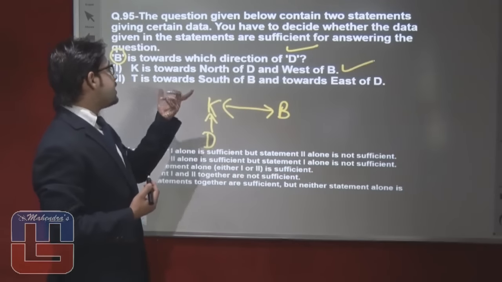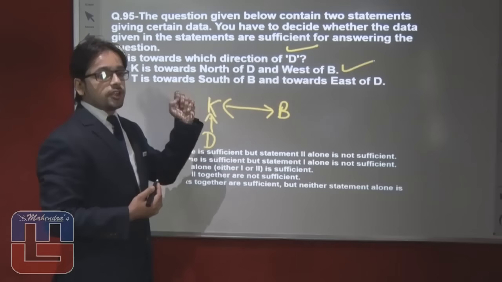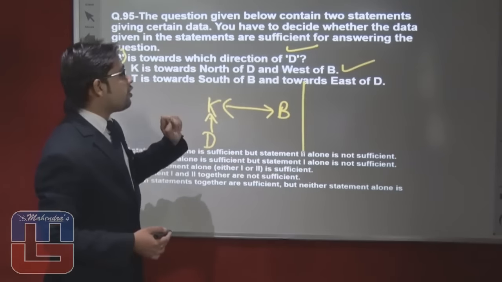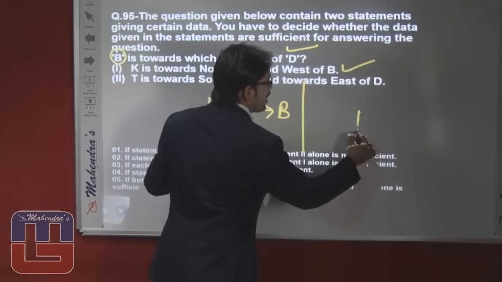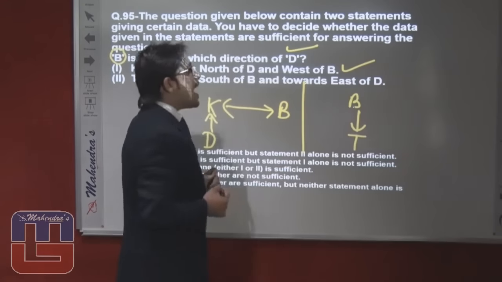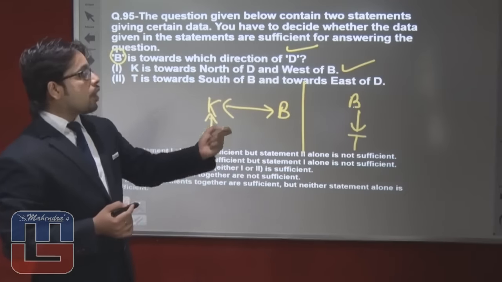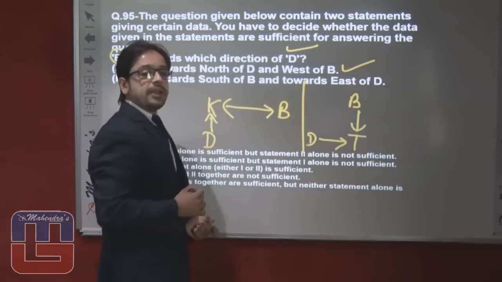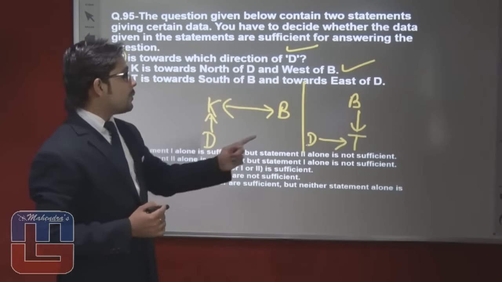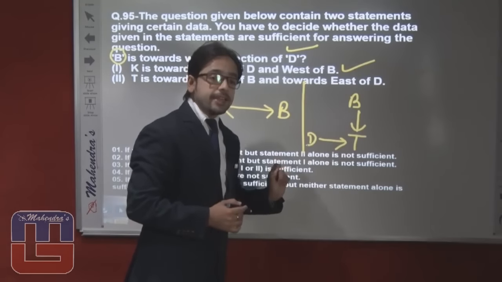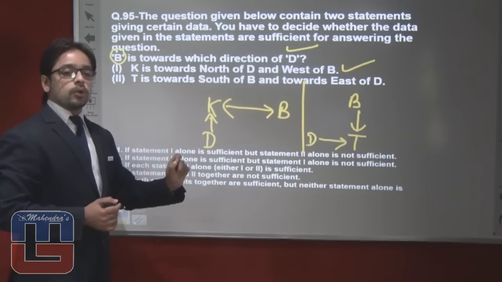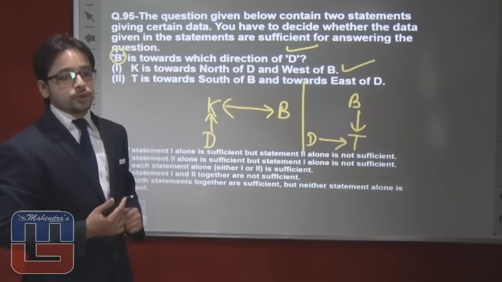Now we have to find out whether the second statement is sufficient or not. In the second statement it is written that T is south of B and T is towards east of D. It means we again can conclude that B is northeast of D. So the right answer of this question will be: each statement alone is sufficient to answer the question.